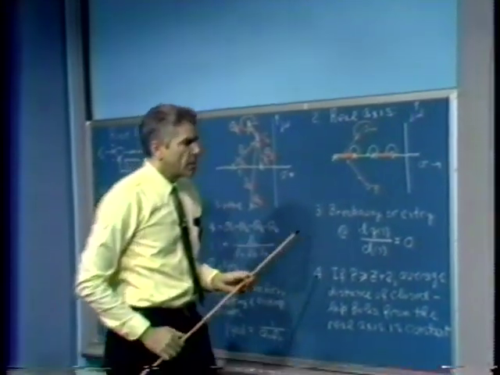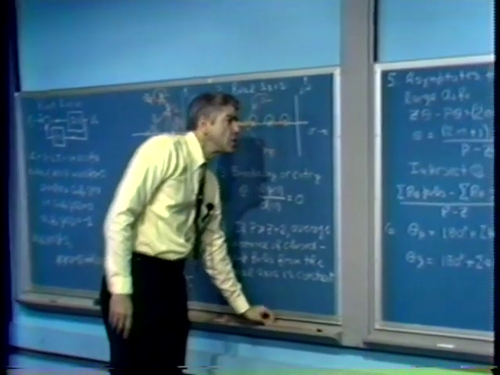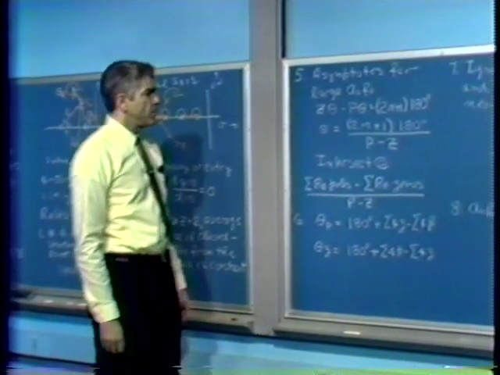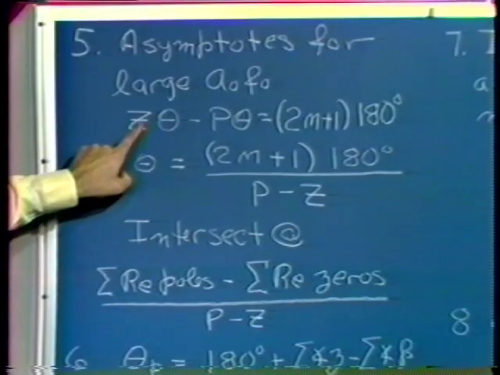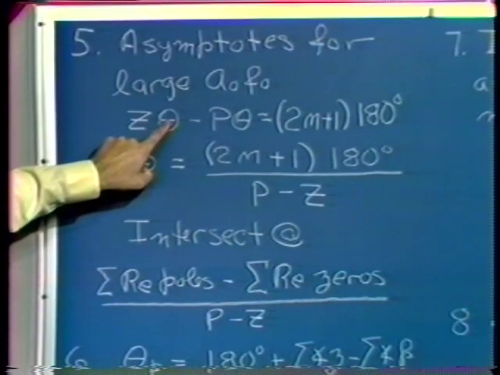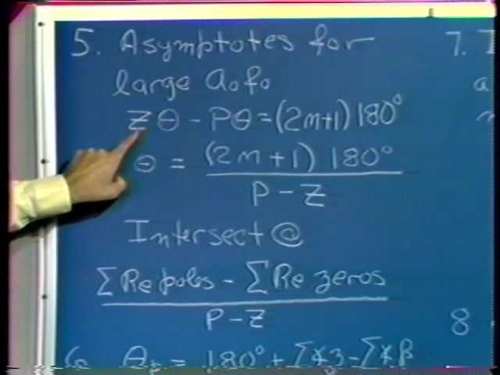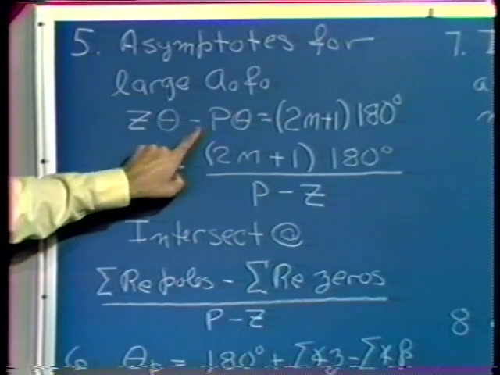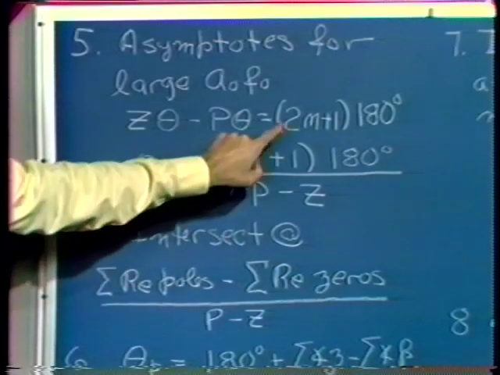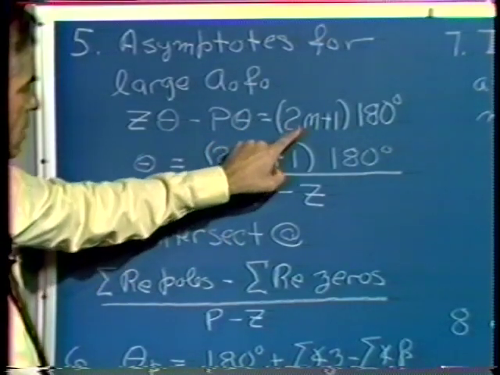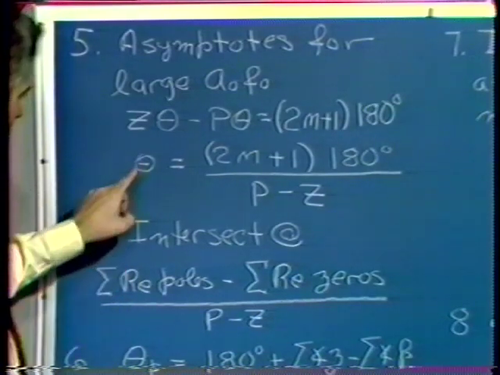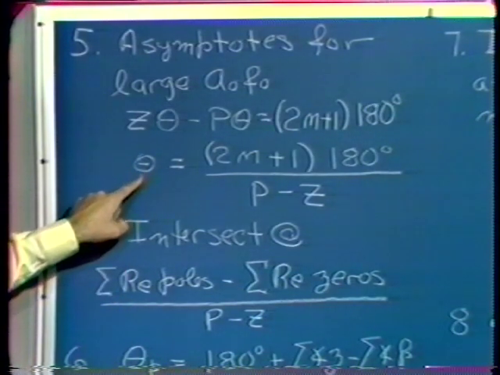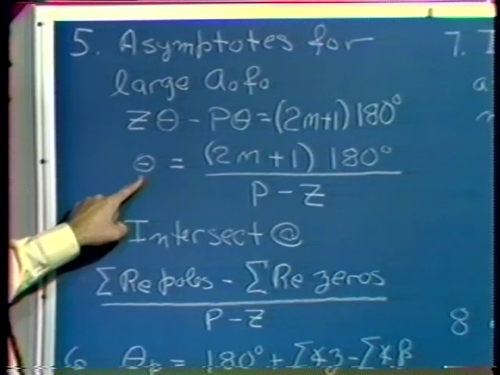And consequently, the angle of g of s, evaluated at a point far from the origin, must satisfy the conditions such that z times theta (theta is the angle, of course, z is the number of zeros) minus p times theta (p is the number of poles) must equal an odd multiple of 180 degrees. We can solve that equation to determine theta, and that gives us the asymptotic behavior of the branches far from the origin.